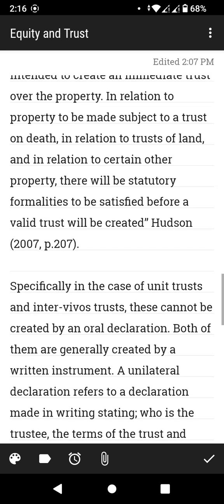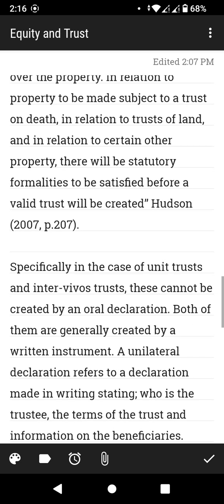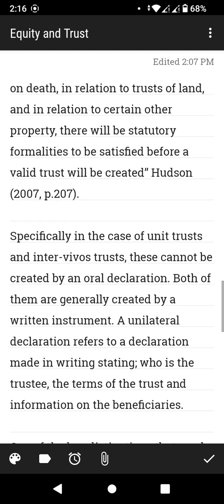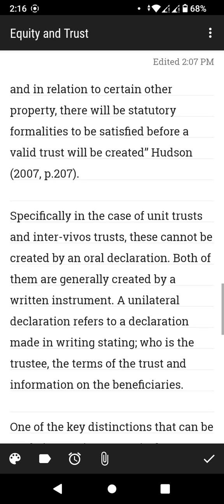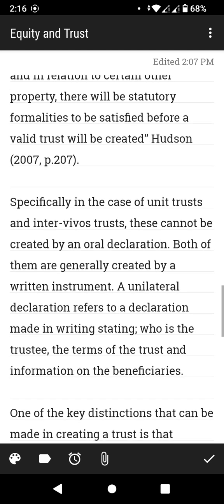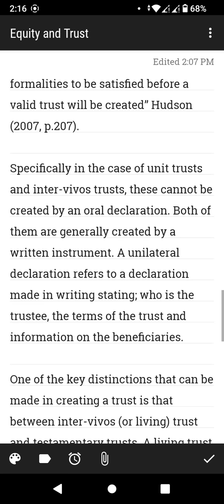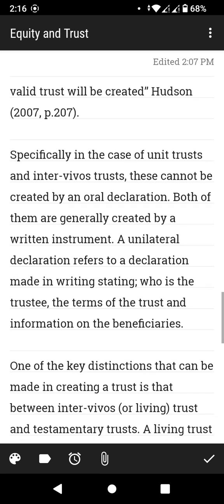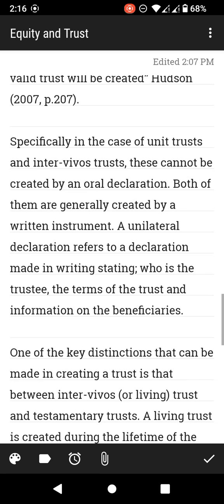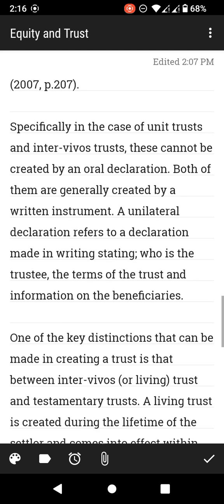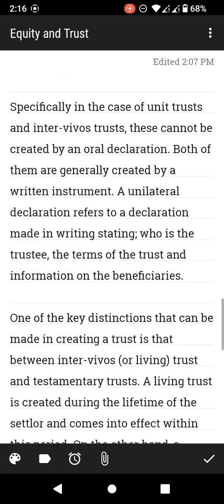Specifically, in the case of unit trusts and inter vivos trusts, these cannot be created by an oral declaration. Both of them are generally created by a written instrument. A unilateral declaration refers to a declaration made in writing stating who is the trustee, the terms of the trust, and information on the beneficiaries.